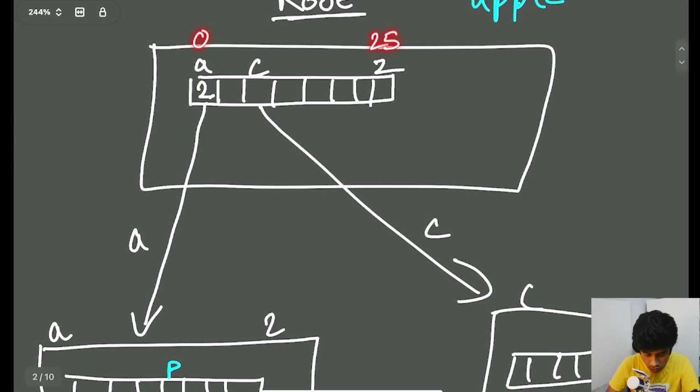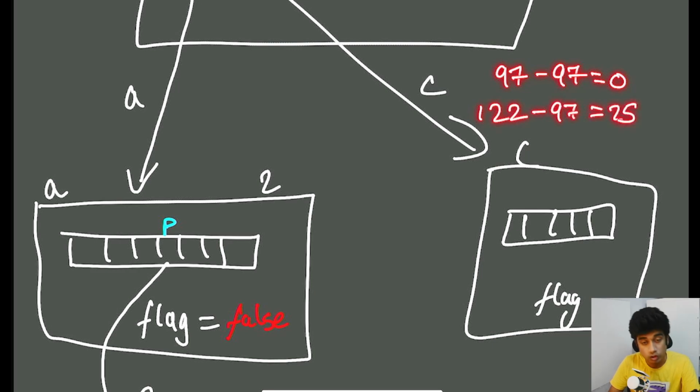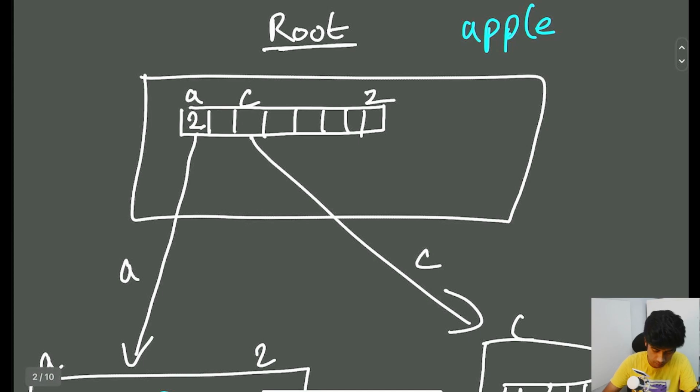Since it's a 0 indexed array, we'll have it from 0 till 25. Now, how do I change this? It's very simple. It will be 97 minus 97, which I get 0, and 122 minus 97, which I'll get 25. So this is how I can intelligently use the ASCII values to get the index of where the object array to that character is, or the character node is.